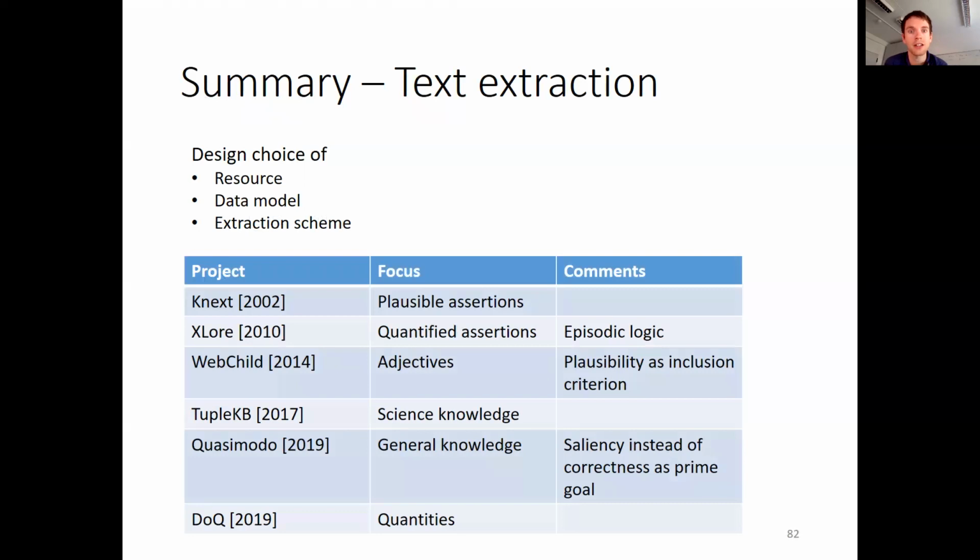So let me summarize the text extraction part. Underlying all text extraction are design choices of the resource, with a question of redundancy versus quality typically. The choice of a data model, so do we want normalized statements or not, and the choice of an extraction scheme, so do we use supervised learning for a limited set of relations, do we use open information extraction, do we use mere co-occurrence, and, as we'll see later on, how do we consolidate statements. And here I've listed major resources, also some earlier works that I didn't discuss now. Thank you.